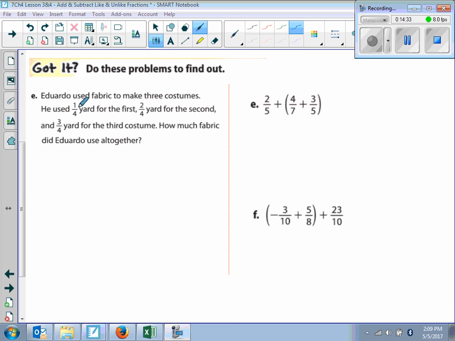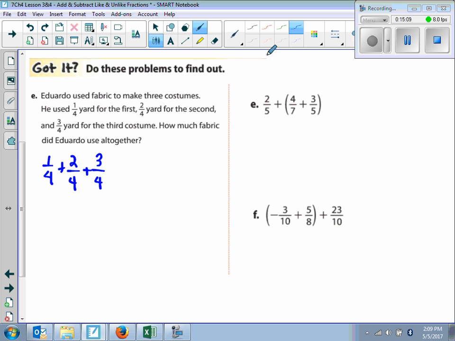So for example E, it says Eduardo used fabric to make 3 costumes. He used 1/4 of a yard for the first, 2/4 of a yard for the second, and 3/4 of a yard for the third. Okay? How much fabric did Eduardo use altogether? So we are adding 1/4 plus the 2/4 plus the 3/4. Now, I'm going to show this work just like they did in the example.